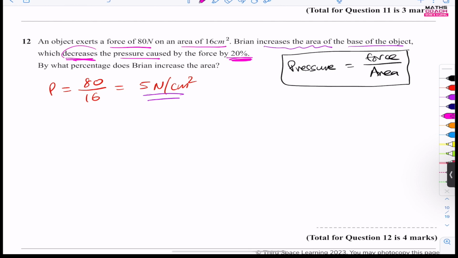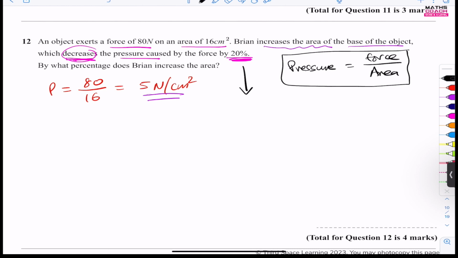So a decrease of 20%. By what percentage does Brian increase this area? All right. Remember, it's division. That's why as you're increasing one thing, you're decreasing overall, because the number at the bottom of our fraction, when it gets bigger, it makes the overall number smaller, the pressure in this case. All right. So let's look at a decrease of 20%.